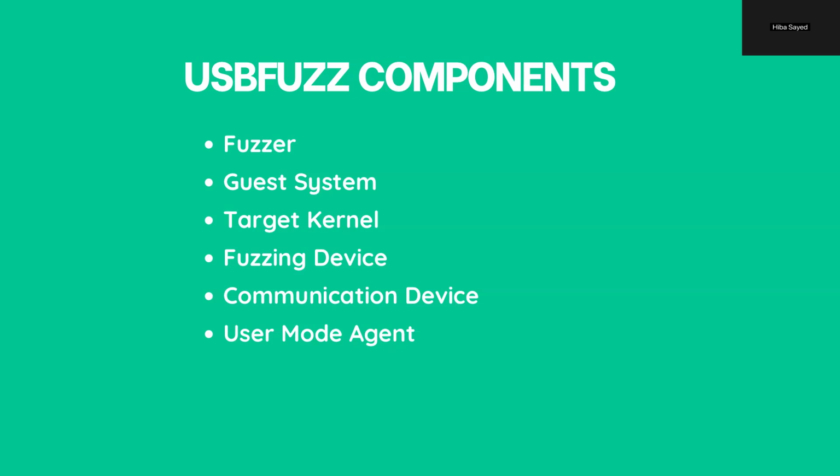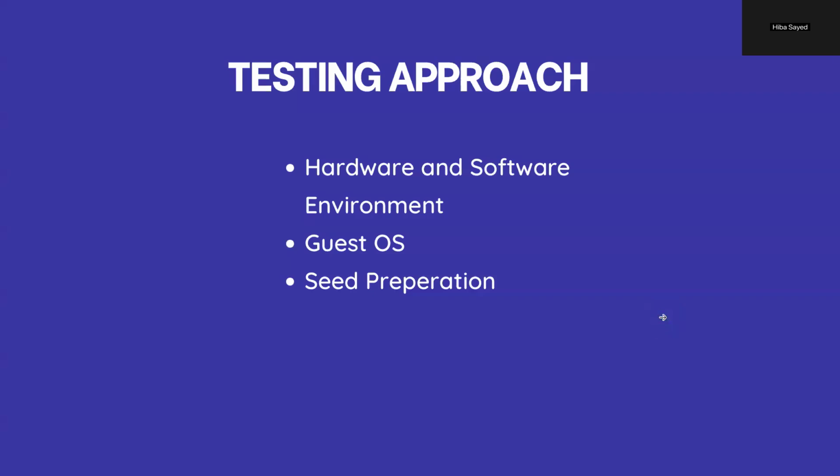And so next we're going to talk about the actual testing approach now that we understand how USBFuzz has come together. The testing approach has been: they set up the hardware and software environments by preparing the guest OS images. They create initial seed data for the fuzzing process. And then USBFuzz was run on 9 different versions of the Linux kernel, with each version fuzzed using 4 parallel instances over a span of around 4 weeks.